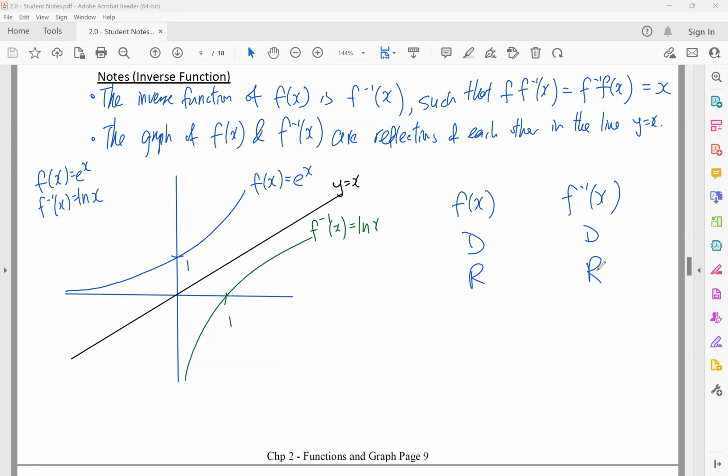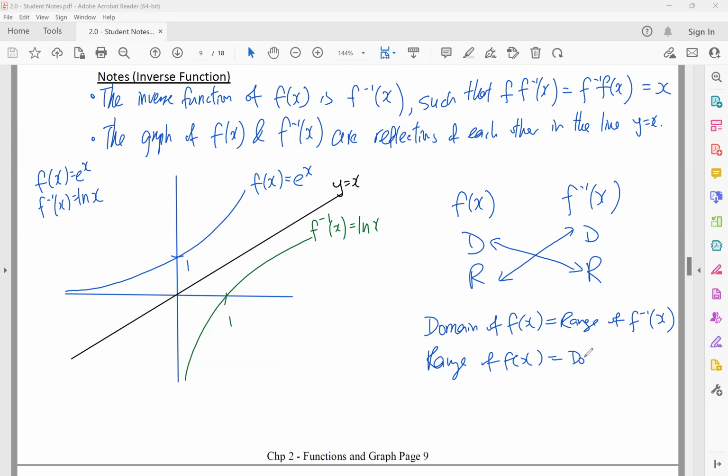It means the domain of the original becomes the range of the inverse and vice versa. And the range of the original becomes the domain of the inverse and vice versa. So we can write here: domain of f of x equals the range of the inverse, and the range of the original equals the domain of the inverse. Now that is very, very important. Make sure you remember that.